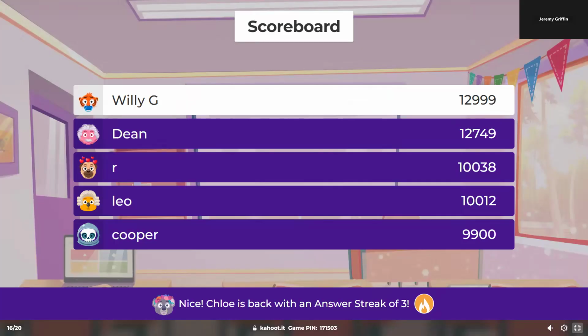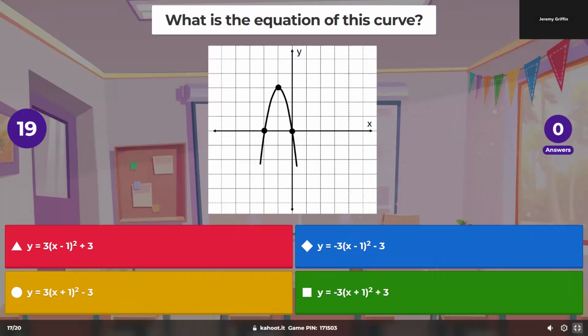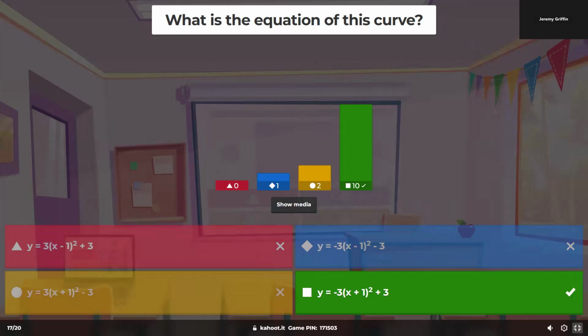Oh yeah, Chloe's back. Equation of this curve. Okay, left 1, up 3, upside down, vertical stretch factor of 3. Oh yeah, left 1, up 3, upside down, vertical stretch factor of 3. It's all there.